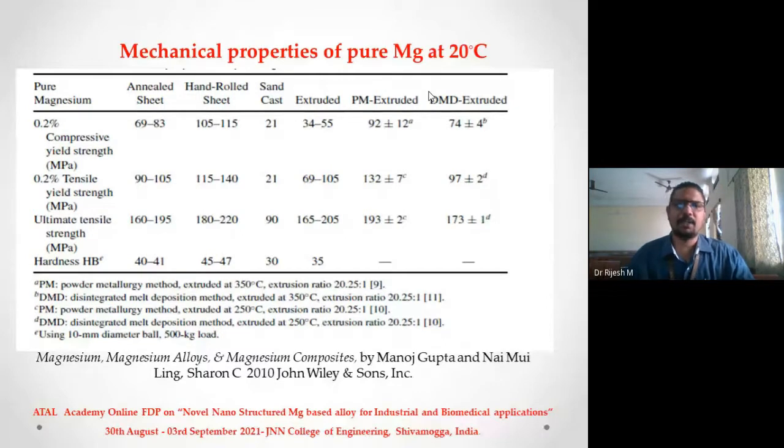If you look at the mechanical properties, in spite of a hexagonal structure, we can get an appreciable amount of strength out here. Just look at the sand cast structures, where your ultimate tensile strength is 90 MPa, your yield stress is 21 MPa, and your HB hardness is only 30. Things are different when you do a metal forming process. You are getting an ultimate tensile strength in the range of 165 to 205. So a formed magnesium is actually good in mechanical properties.